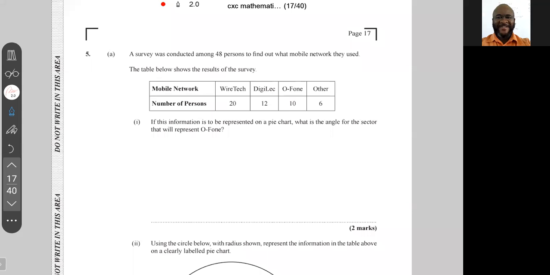All right. Question number 5, January 2019. Part A says, a survey was conducted among 48 persons to find out what mobile network they used. The table below shows the results of the survey. All right, so this is the result of the survey.